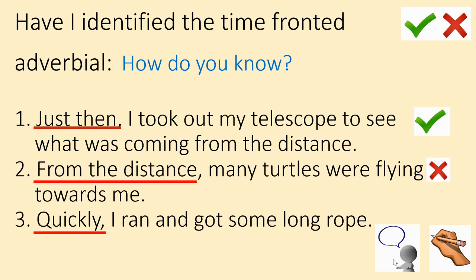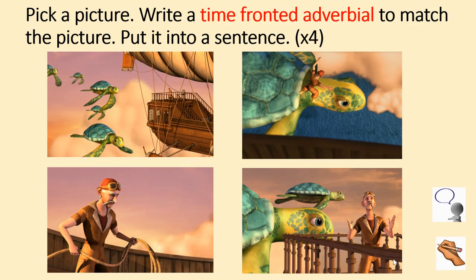Quickly I ran and got some long rope. Quickly. When did it happen? It happened quickly. No. How did it happen? It happened quickly. That's a manner-fronted adverbial. I got that one wrong as well. Well done if you got tick, cross, cross, and well done if you were able to tell me that from the distance was a place-fronted adverbial and quickly was a manner-fronted adverbial. That was great if you managed to tell me that.